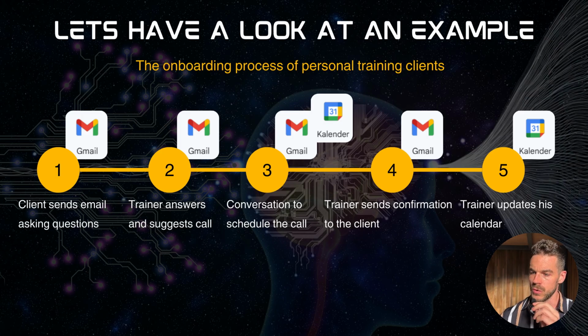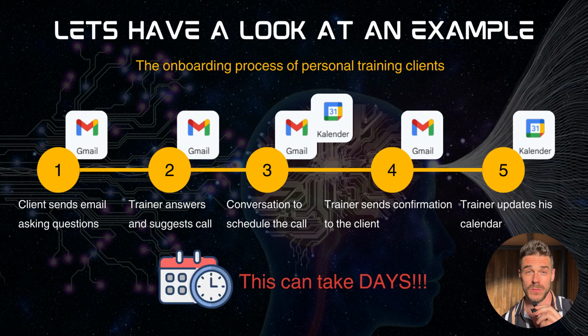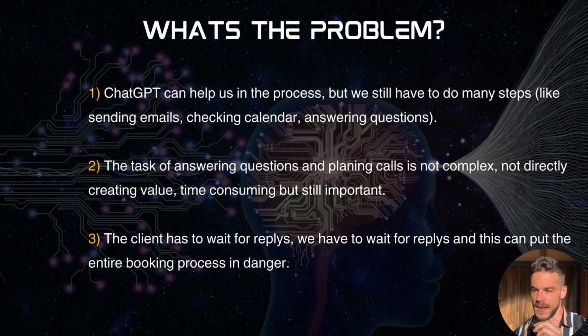And as I already told you, this can take up to several days, which is a huge problem because the longer this process takes, the higher the possibility that the client finds another trainer or something comes in between, or he just changes his plans. So it's important to keep that process as short as possible. So what's the problem with that process, how you normally do it?